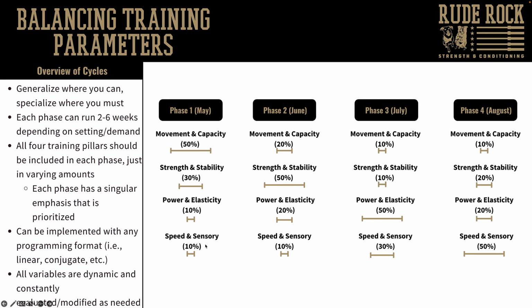And just because it's not a priority or a focus doesn't mean it's not involved. So really, if we double these together, 20% of our work or our time training is going to still include power, speed, sensory, elasticity work.